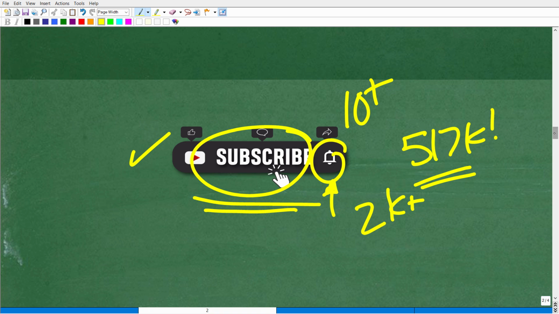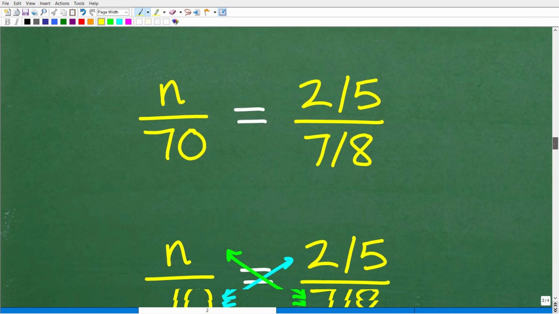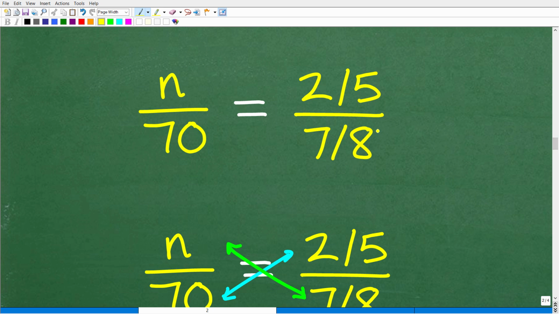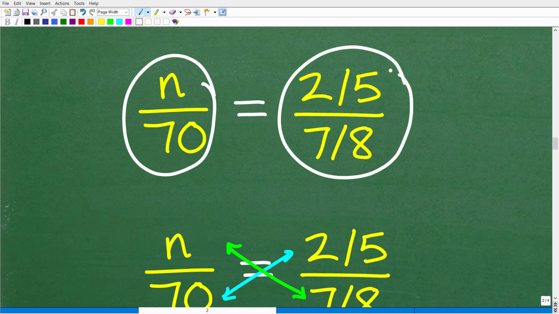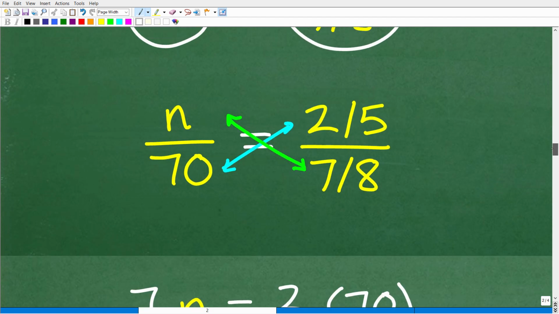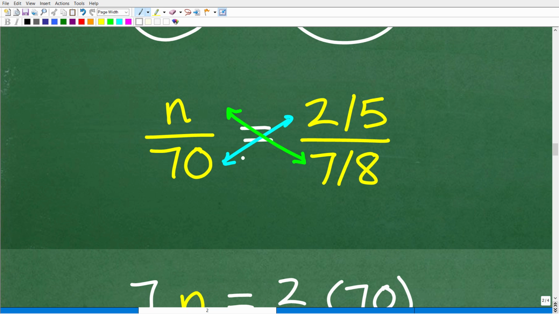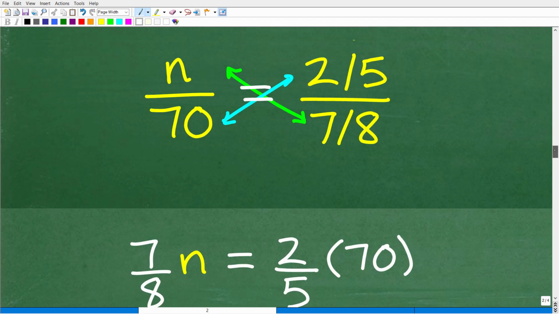So let's go ahead and continue on with this problem. And so here we have n is to 70 as 2/5 is to 7/8. Okay, so what do we need to do here? What we need to do here is recognize that we have one fraction that's equal to another fraction. So when you have a situation like this in math or in algebra, you need to be thinking, oh, proportions. Maybe we can use that cross product thingamajiggy to solve for n, and indeed you can. All right, so we're going to be using the cross product here. So we're going to take n and multiply it by 7/8, and that's going to be equal to 70 times 2/5. So let's go ahead and see that right now.